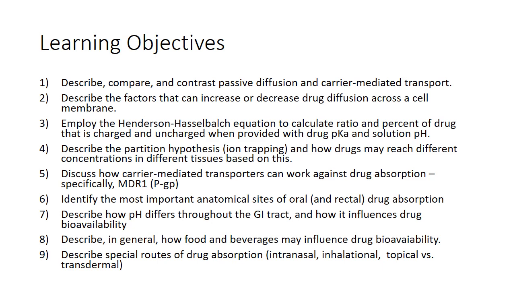Identify the most important anatomical sites of oral and rectal drug absorption. Okay, so I included rectal in here because we're talking about the GI tract, even though this is mostly an oral absorption lecture. Describe how pH differs throughout the GI tract and how it influences drug bioavailability. And we had this in physiology, so hopefully you remember a lot of that. Describe in general how food and beverages may influence drug bioavailability and describe special routes of absorption, such as intranasal, inhalational, and topical versus transdermal.